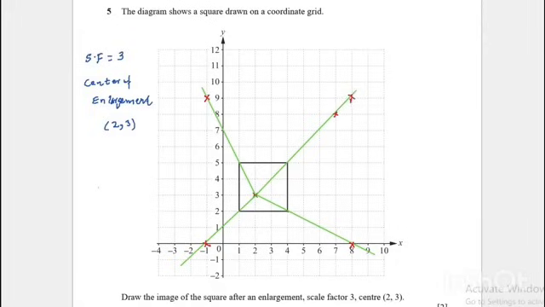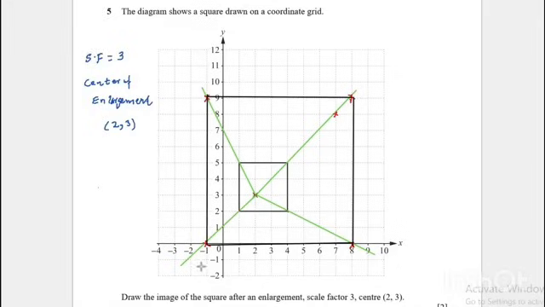After this, we will connect all these points with the help of a ruler, and that is our required enlarged shape. I hope it is clear. Then we can write their coordinates as well. This is 8 comma 9. This is minus 1 comma 9. This is 8 comma 0, and here we have minus 1 comma 0.